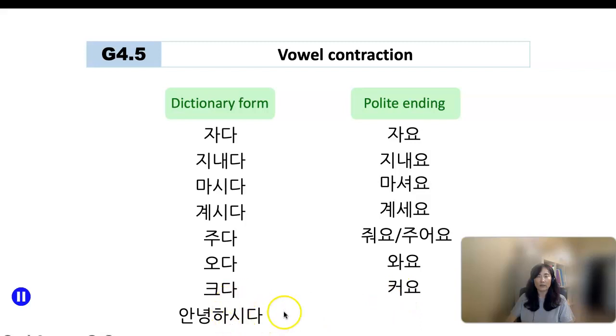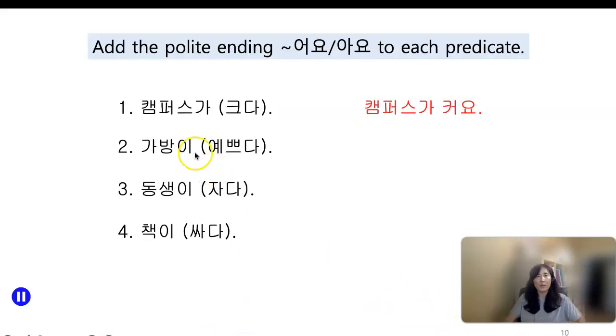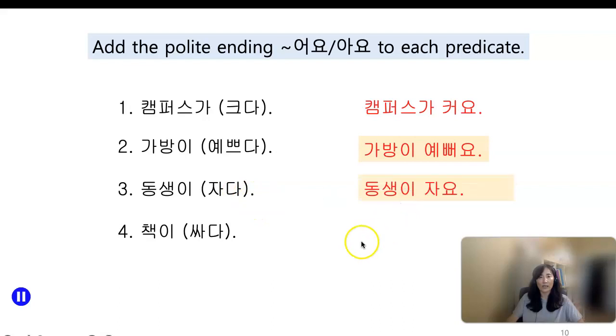And this one is 안녕하세요. The honorific suffix 시 combined with 어요 becomes 세요. So add the polite ending 어요 or 아요 to each predicate. 자, 캠퍼스가 크다, how do you conjugate? 커요. 가방이 예쁘다, how do you conjugate 예쁘다? It's a dark vowel, so you just remove 으 and combine 어요. 가방이 예뻐요. The bag is pretty. 자다, you just remove 다 and attach 요 directly. 동생이 자요. 책이 싸요.